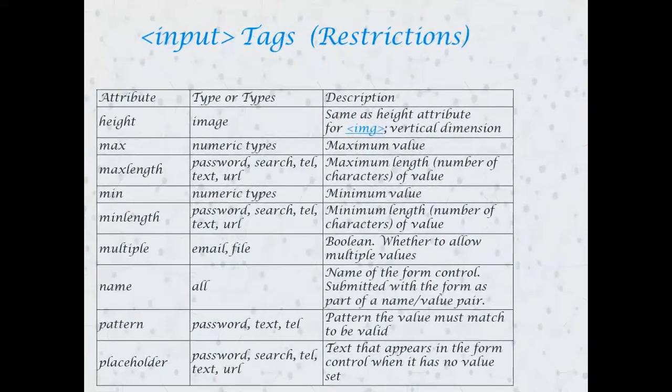Next restriction is the height. Maximum what height you want to give it. Then the max, that is the numeric value. Maxlength is for password, search, telephone: what maximum length criteria you will give so that you can search. Min is also the same thing. Minimum length means minimum value.